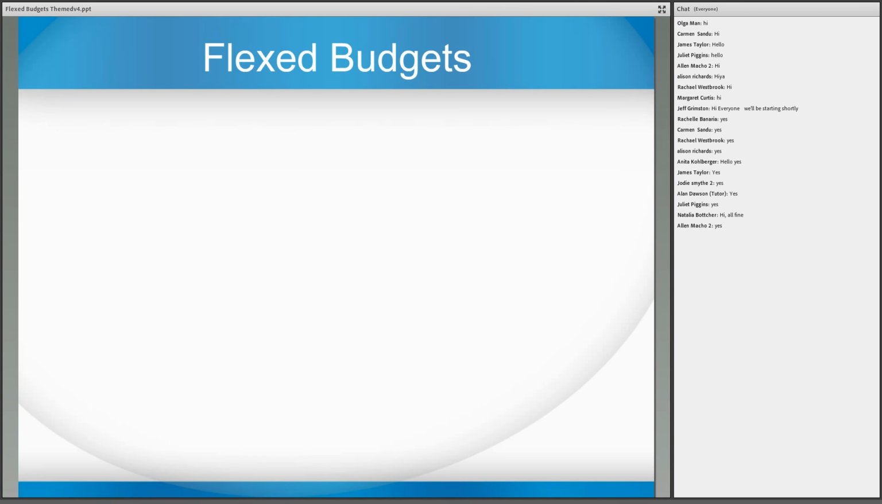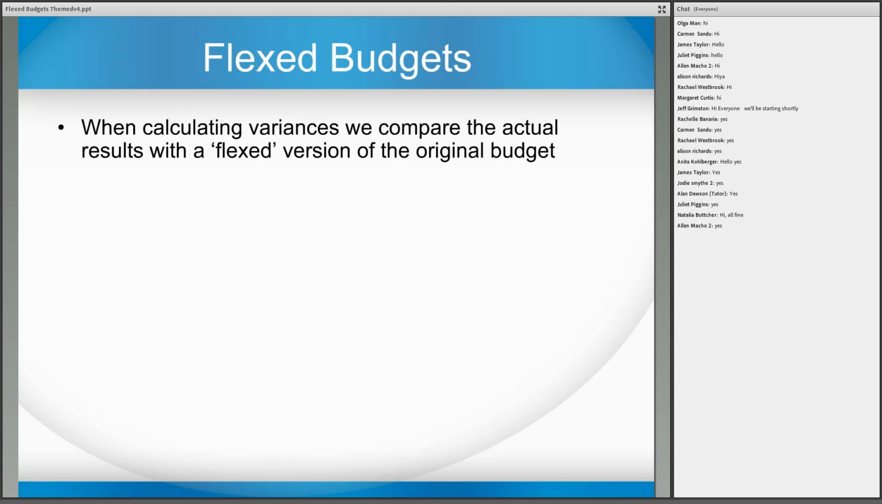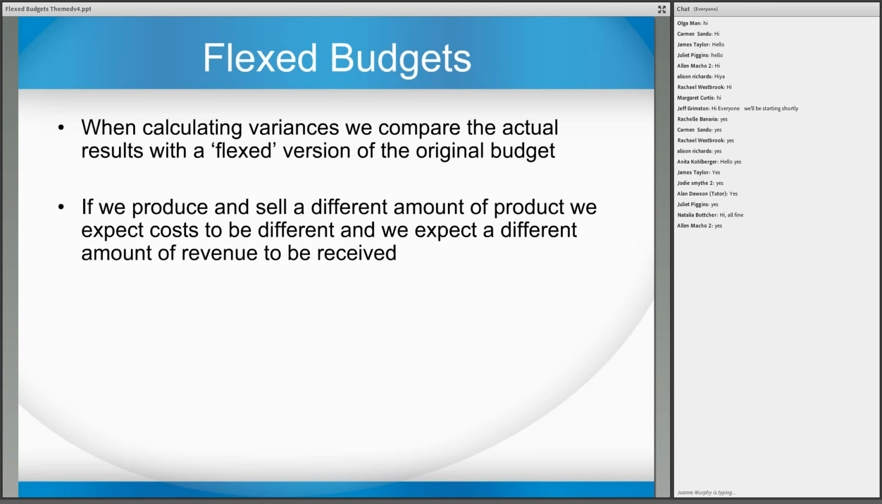Now, important point to mention, when we calculate variances, we don't compare the actual results with the original budget. We have to produce a flexed version. Let's think about why this is. If we produce and sell a different amount of product, we expect the cost of making that amount to be different to what we would expect for the original budget. And likewise, the amount of revenue we receive for a different number of units, we would expect to be different.